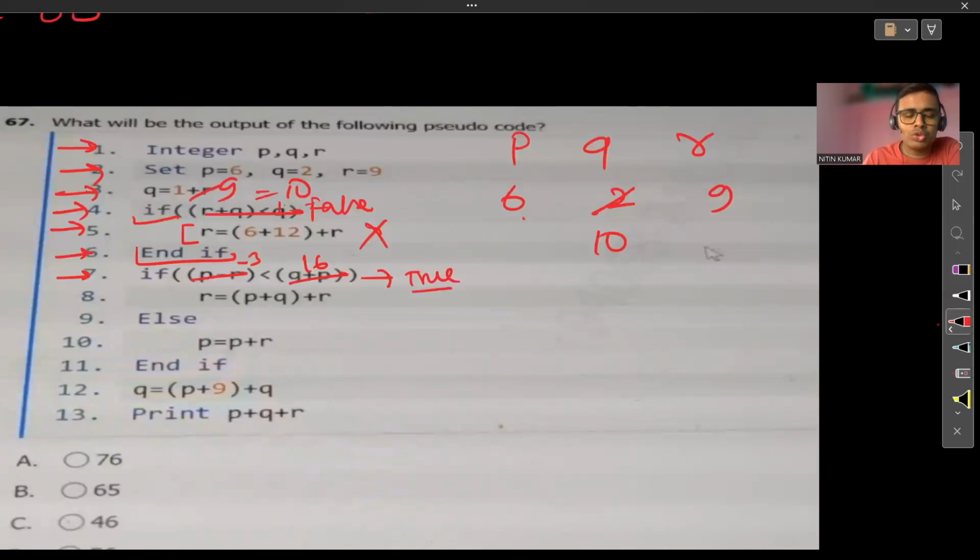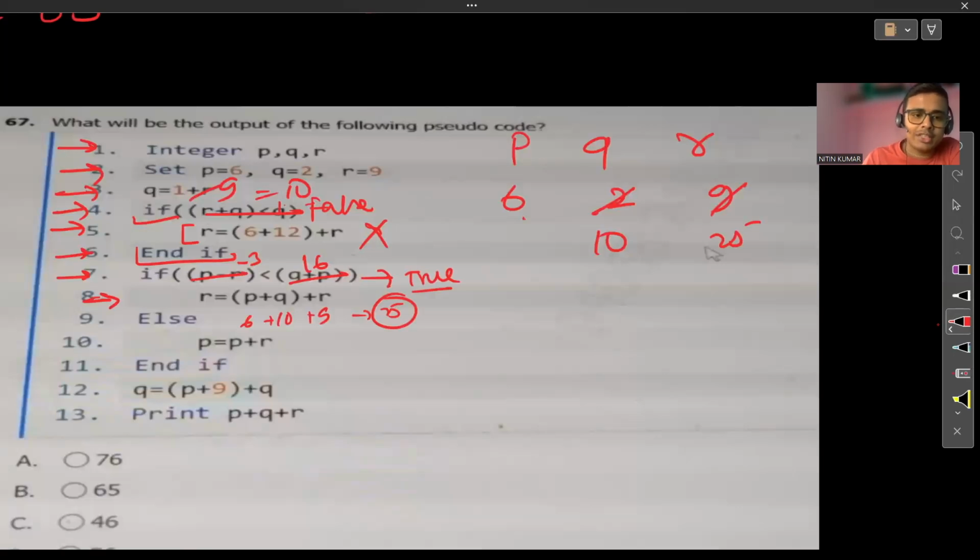So when it is true, I have to implement the instruction written inside the if condition, which is line number 8. Line number 8 says R equal to P plus Q plus R. P is 6, Q is 10 and R is 9. All of them are added and the value becomes 25, and this will be assigned to R. So R will become 25.